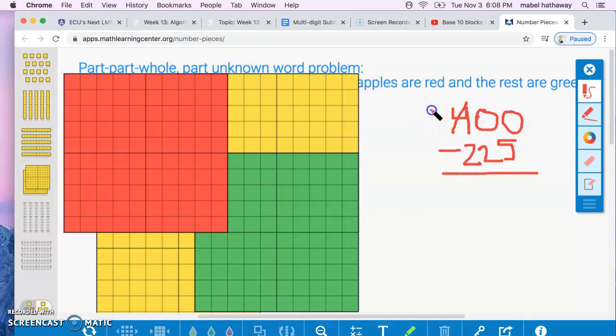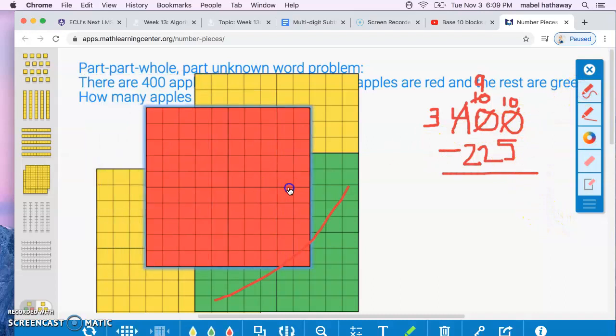The 4 turns to a 3. So we know that we can take and cross out one of these hundreds frames. Now we move over to the tens place. We can change this to a 10, but in order to make the ones place turn to a 10, we have to come back to the tens place and make this a 9. Now, this turns to a 10 and we can now subtract.